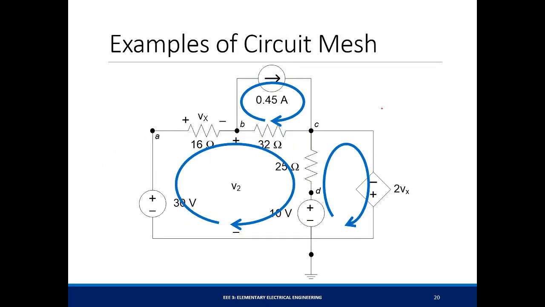A mesh is a special type of loop wherein there are no other loops within that mesh. As you can see here, it's the simplest form of a loop. So if you add this loop to this loop, you'll actually create this loop right here. That's already one loop, but it's not a mesh anymore. So the mesh here is what is within that bigger loop, and it's the simplest form of a loop. It does not cross any branches at all.